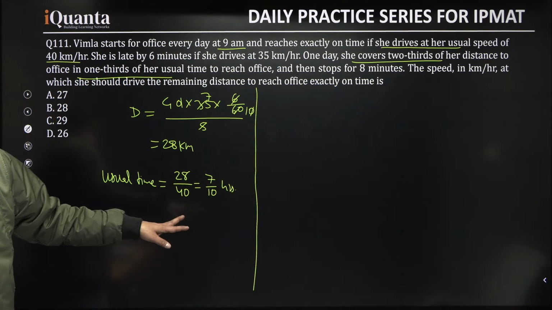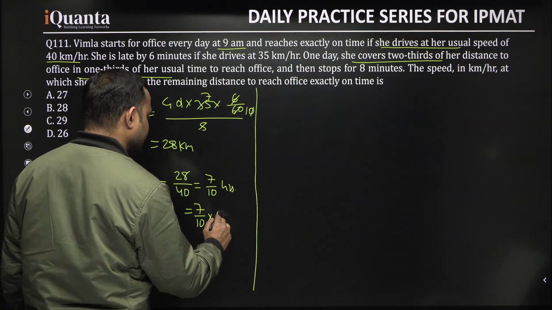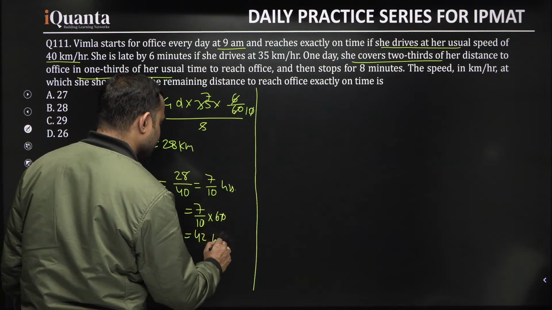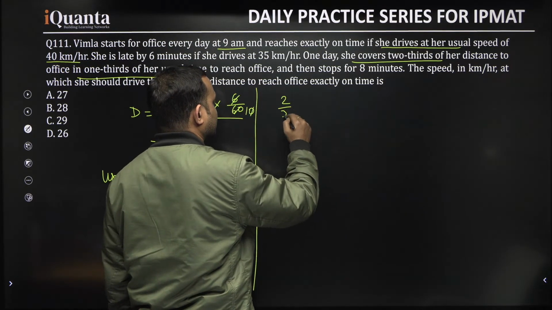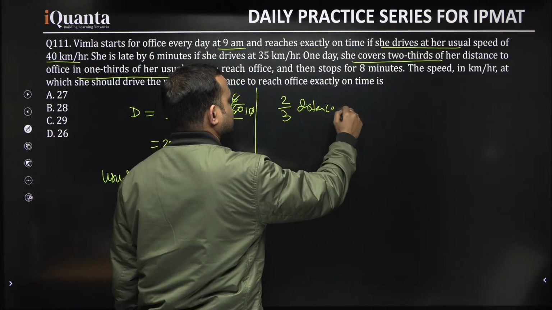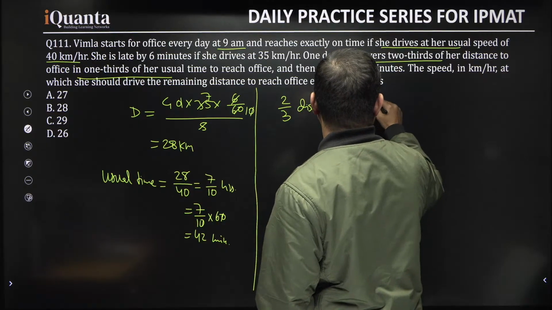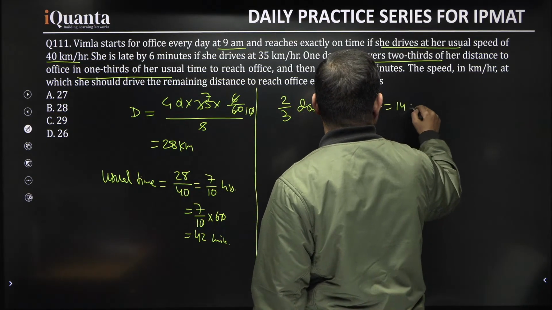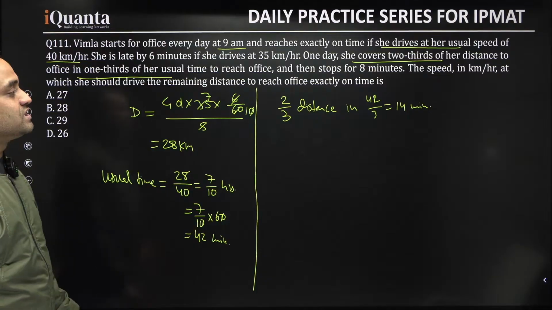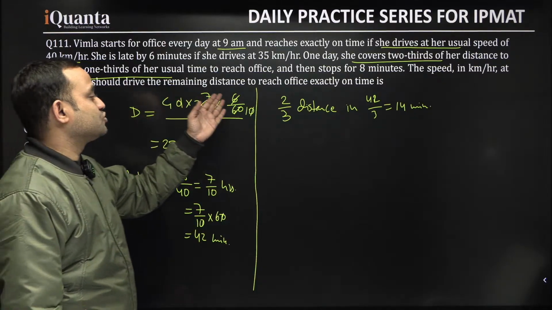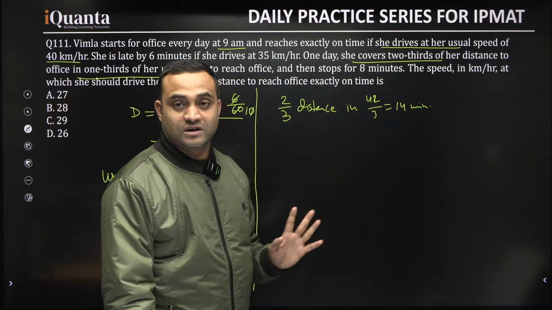यहां तक क्लियर है सभी को? देखो, इज दैट क्लियर? 7 by 10 आवर्स, और वी कैन राइट इट एज 7 by 10 into 60, which is equal to 42 minutes. So it says 2/3 of the distance, 2/3 distance in 2/3 टाइम भी लगना चाहिए, बट 1/3 टाइम लिया, यानी कि 42 upon 3, that is equal to 14 minutes. So one day she covers 2/3 of her distance in 1/3 of her usual time to reach office. Usual time to reach office is 42, 1/3 of that is 14 minutes.